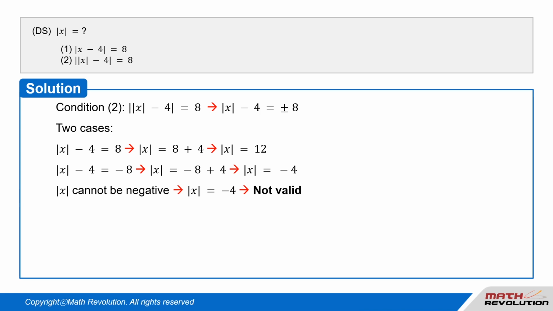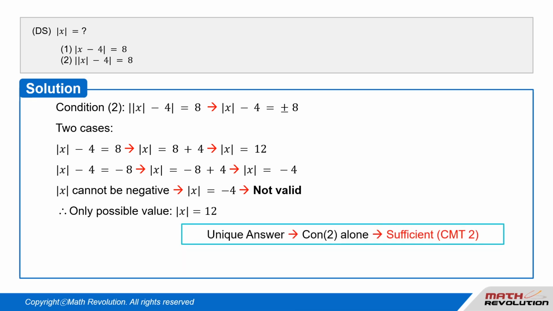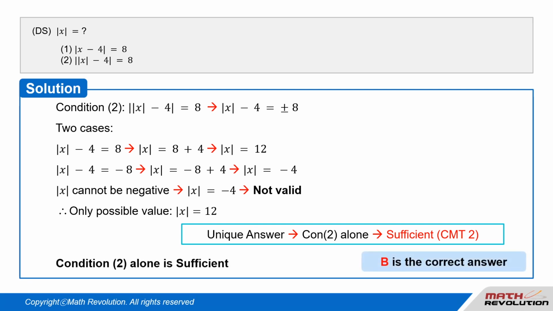But absolute value of x cannot be negative, so this answer is not valid. So the only possible value of x is 12. It is unique, and the condition is sufficient by CMT2, which means that the number of answers must be 1. Condition 2 alone is sufficient, so the correct answer is B. Answer B.